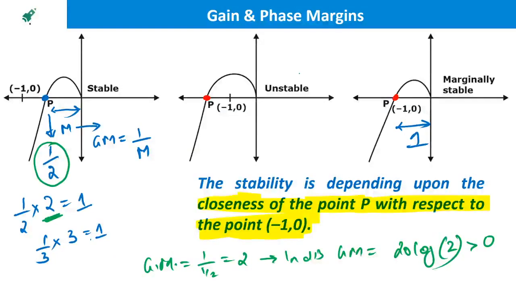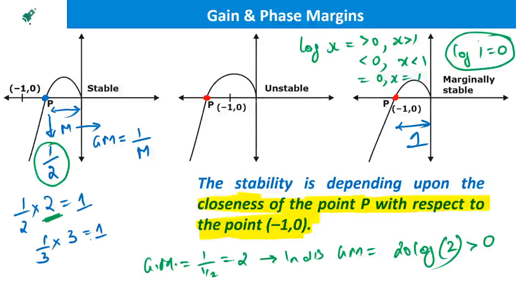Okay, what is the property of log x? What is the property of log x? Log any base, it will be positive if x is greater than 1. It will be negative if x is less than 1. Yeah, 6 dB will be the exact answer. And the log x will be equal to 0 if x is equal to 1, because log 1 is always equal to 0 to any base.